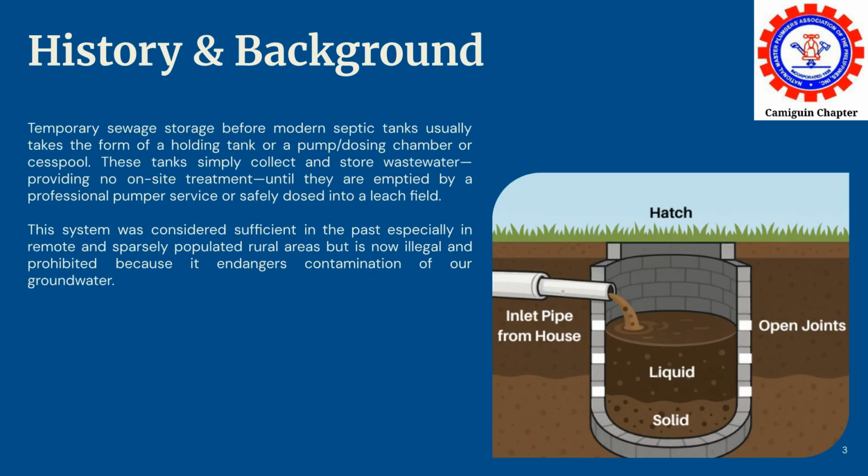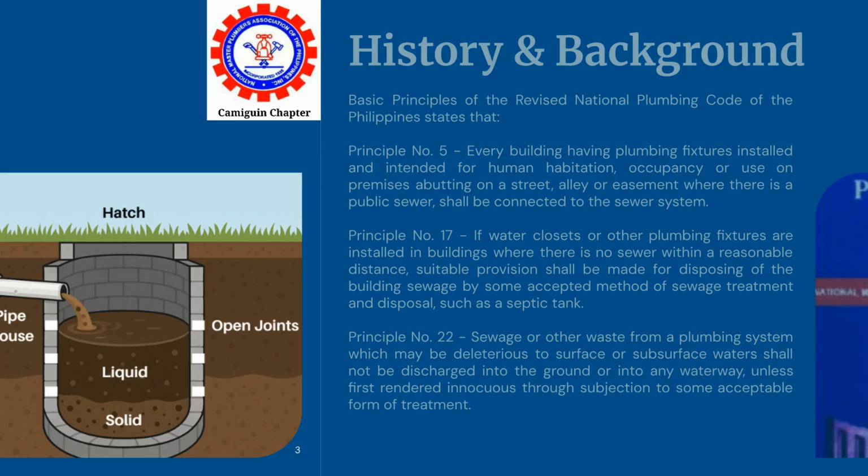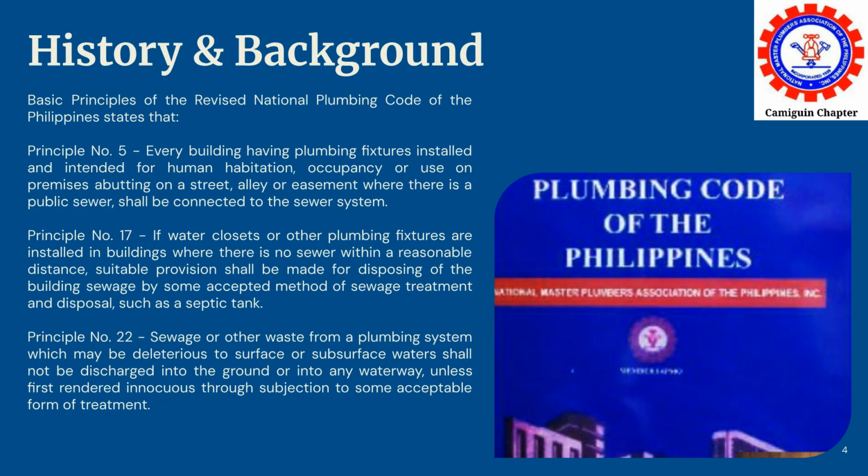Historically, temporary sewage storage took the form of holding tanks or cesspools. These systems provided no on-site treatment, leading to groundwater contamination. They are now illegal and prohibited. The revised National Plumbing Code mandates that buildings with no public sewer must use an accepted method like a septic tank for sewage disposal. Sewage must be treated to prevent contamination of surface or subsurface waters.